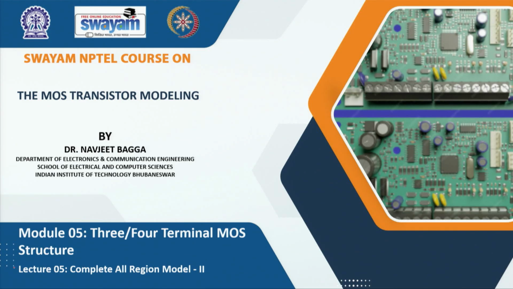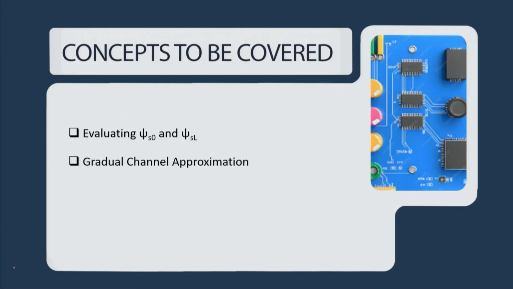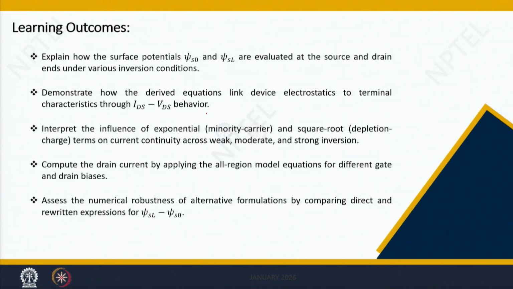We are in module 5, lecture number 5, compact all region model part 2. In this lecture, we will see how we will evaluate psi S0 and psi SL, which is nothing but the surface potential near the source and the surface potential near the drain. We will also see what is gradual channel approximation and how we are including it in our model.